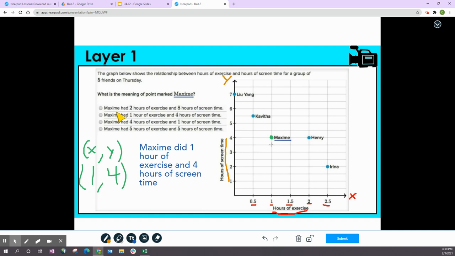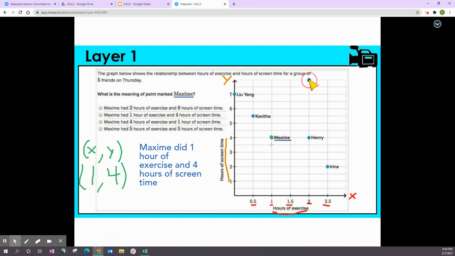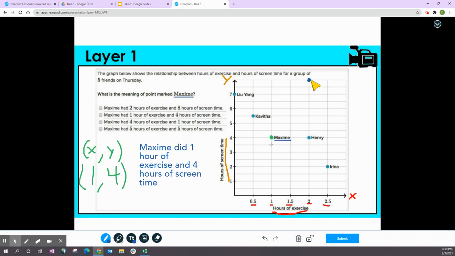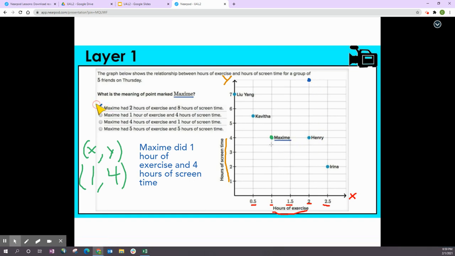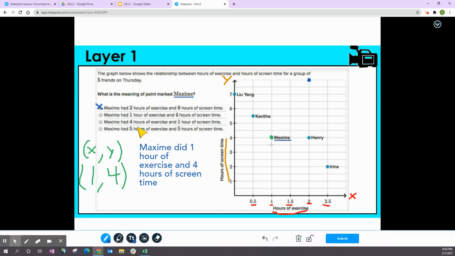My first answer choice said that Maxime had 2 hours of exercise and 8 hours of screen time. That doesn't match what we've said. Also, I can double check my answer and see if I go over to the 2 on the x-axis, because that represents the hours of exercise, and then I go up 8 on my y-axis because that represents the screen time, I end up all the way over here, which is really far away from where Maxime is. Maxime's point is plotted, so that is not correct.